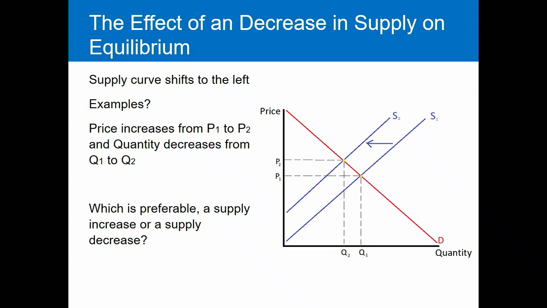There are things like natural disasters, say a hurricane or a tornado comes through and damages the plant. They can't produce as much. The cost of inputs increases, so if gas prices skyrocket, it's more expensive to make a lot of goods. Maybe the industry is in decline.